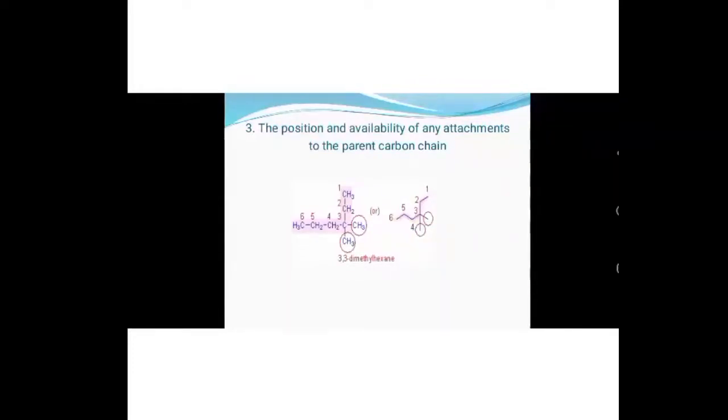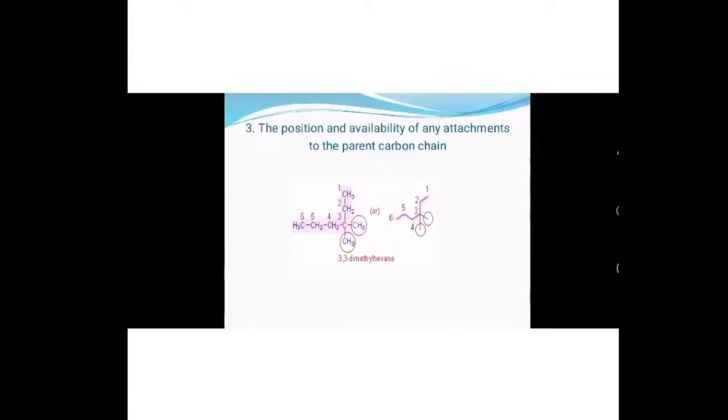In this case, our attachment here is the CH3. We have the 2 CH3s that are being circled. These 2 CH3 are our attachments. Now, from the numbering, we can see that the attachments, which are CH3, are both on carbon number 3. Having considered these 3 rules, we can now name this compound as 3,3-dimethylhexane. 3,3 because the 2 CH3 are on carbon number 3.